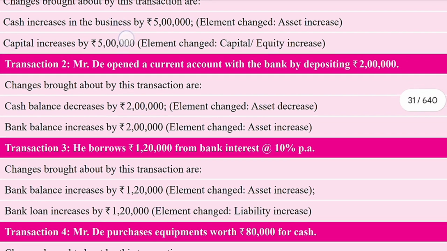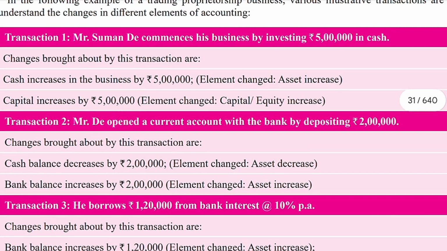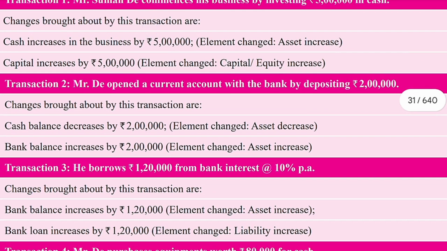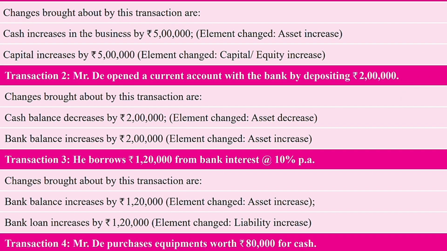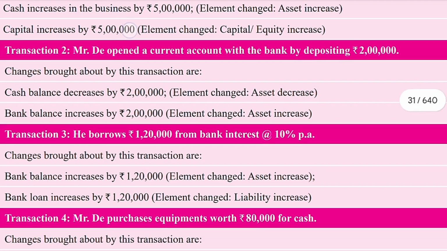Second transaction: Mr. Suman opened a current account with the bank by depositing 2 lakh. So he's opening a current account and depositing 2 lakh in it. What changes does it bring into the transaction? He's depositing 2 lakh into a current account. So one asset is decreasing.